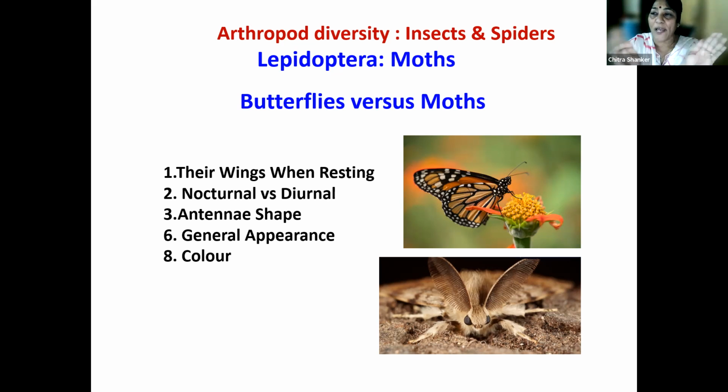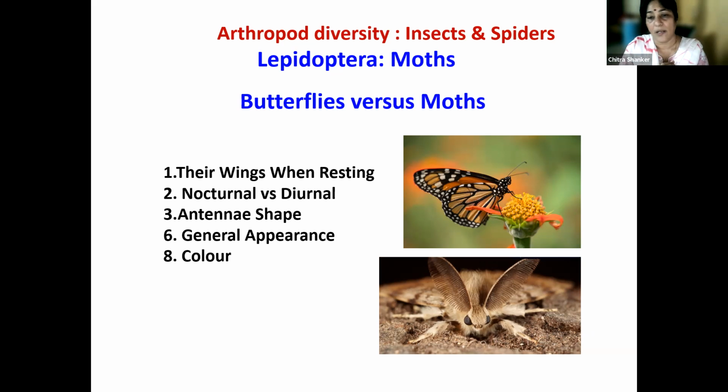pectinate, comb-like antennae. Most of them have comb-like antennae. They will have two sides or single side or thicker. And most of the moths are furry and fat, whereas butterflies are more slim and sleek and less furry than moths. So that is the general appearance.